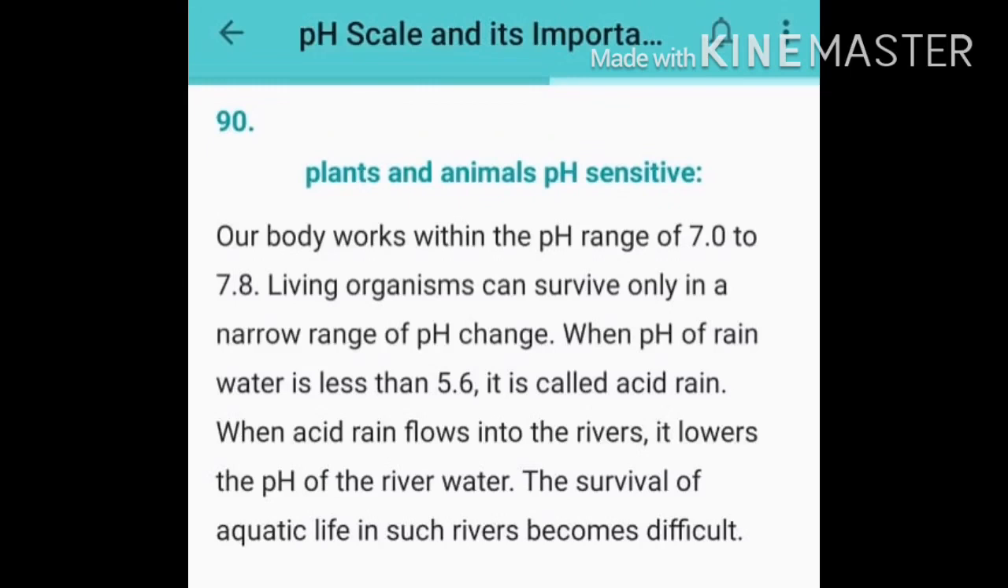Our body works within the pH range of 7 to 7.8. Living organisms can survive only in a narrow range of pH change. When the pH of rainwater is less than 5.6, it is called acid rain. When acid rain flows into the rivers, it lowers the pH of the river water. The survival of aquatic life in such rivers becomes difficult.